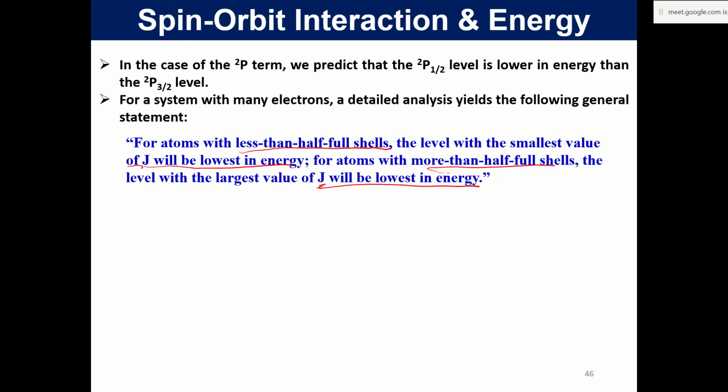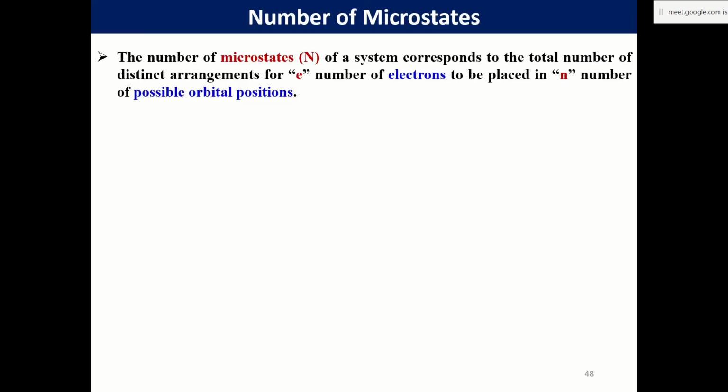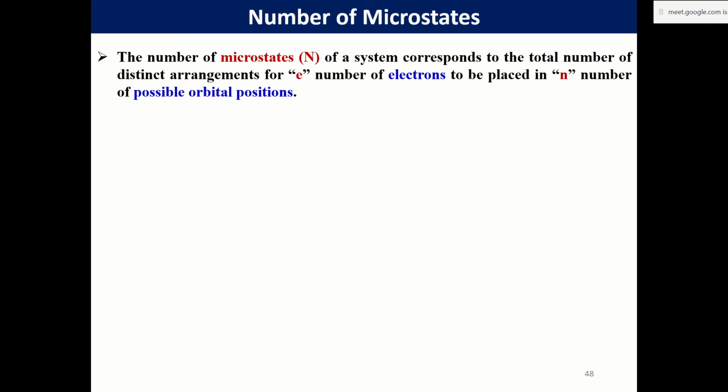And so now the orientation of the magnetic moment will be different as considered in the previous case. In that case, the state with the largest J value will be lowest in energy, and vice versa. So these things were discussed. For P2 configurations, if you go on writing the ML values for Px, Py, Pz, the individual orbitals, then you can get 15 microstates, and the number of microstates can be obtained by this.